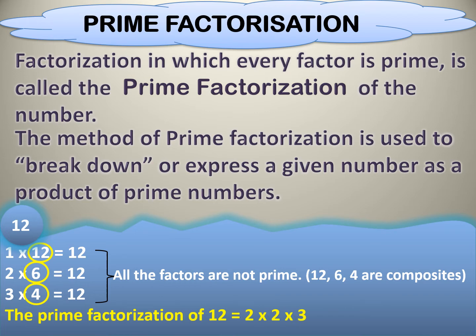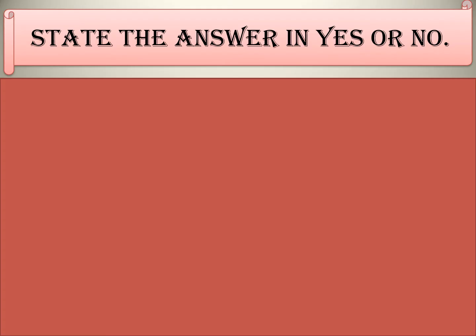Now, if we write 12 is equal to 2 multiplied by 2 multiplied by 3, in which all the factors are prime, therefore the prime factorization of 12 is equal to 2 multiplied by 2 multiplied by 3. So what you observe? The process of writing a number as a product of prime numbers is prime factorization. Let's solve one exercise. State the answer in yes or no.